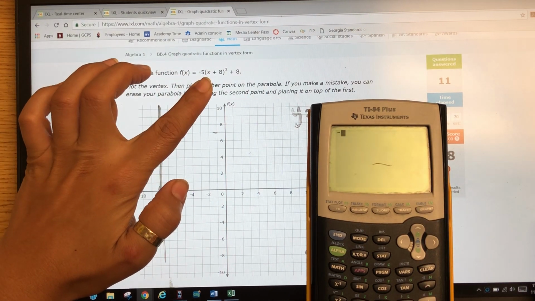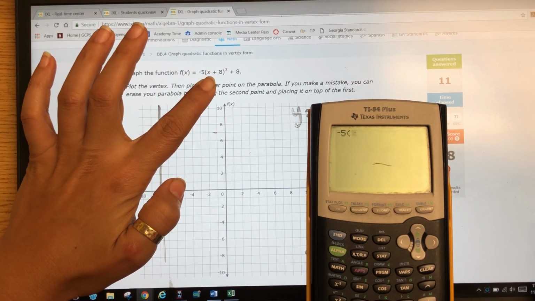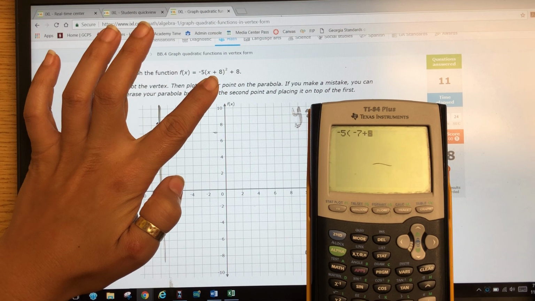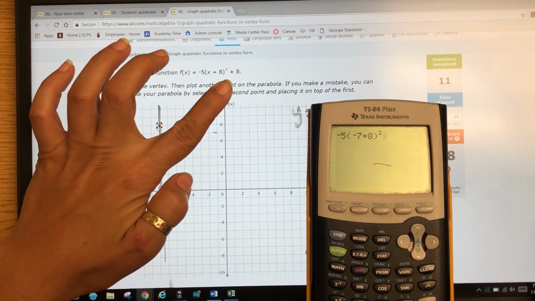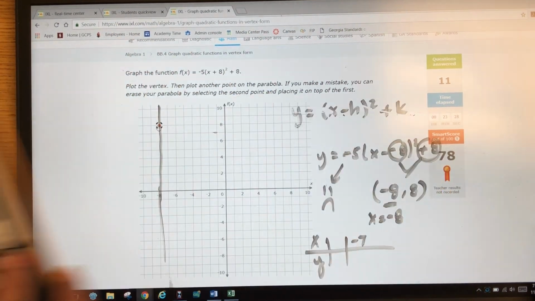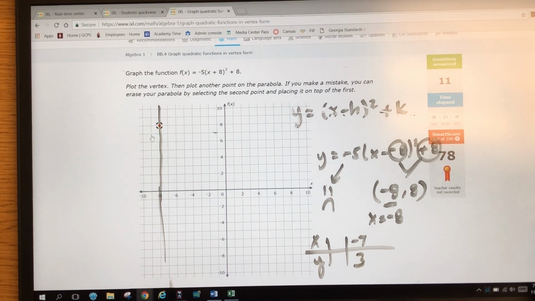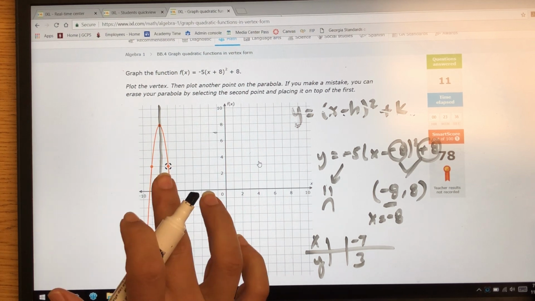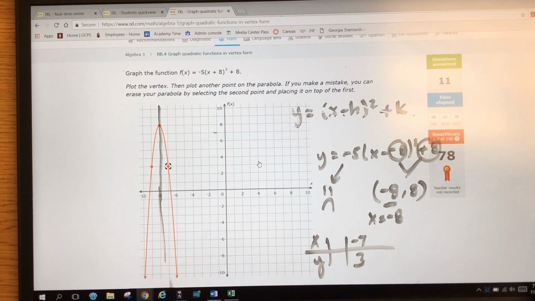So I have negative 5, open parentheses, negative 7, plus 8, close parentheses, squared, plus 8. I get 3. So negative 7 and 3. So negative 7, 3. And then make sure it mirrors it. So it's 1 over and 1 over. And is it going down? Yes, it is. So I'm probably right.